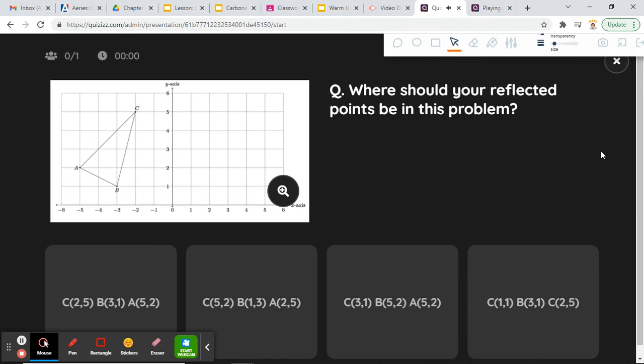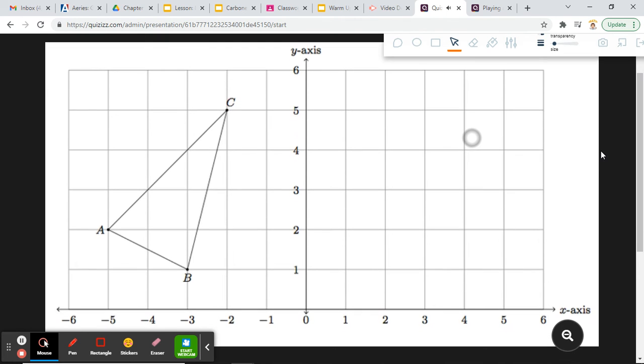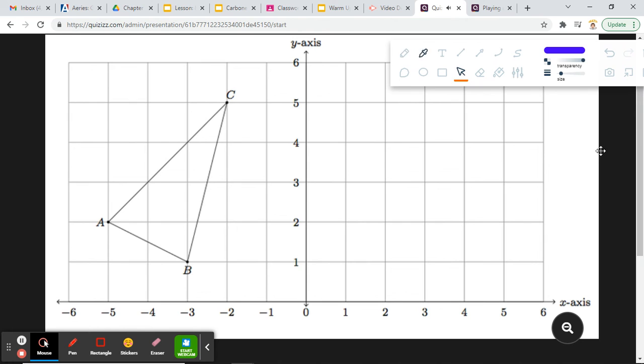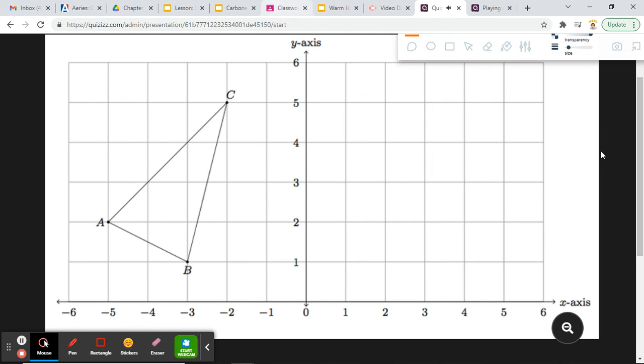All right, so for this one, we want to reflect the points that we can see in this figure here across the y-axis. So I want you to try this out on your own, pause the video, and then unpause it so that way you can see how I do it here.